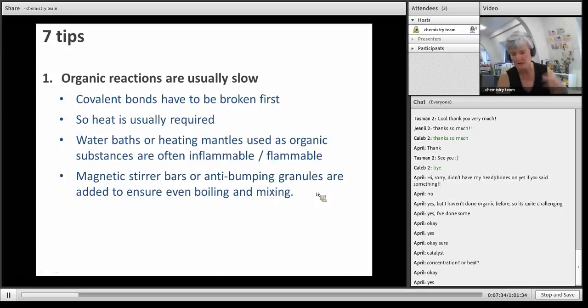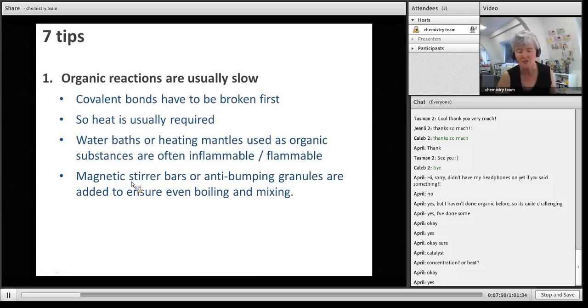And again, in the videos that I'm going to ask you to watch, it shows that. So either you just want something to mix the mixture up, or make the organic reactants move around so that the heating is distributed evenly.